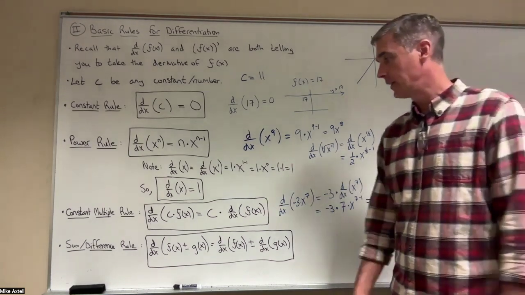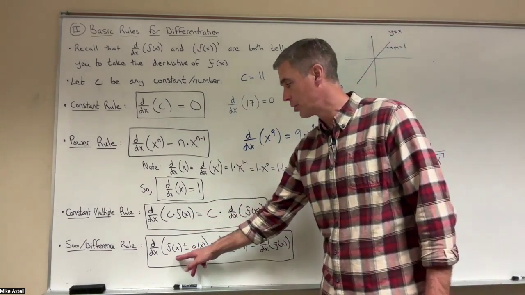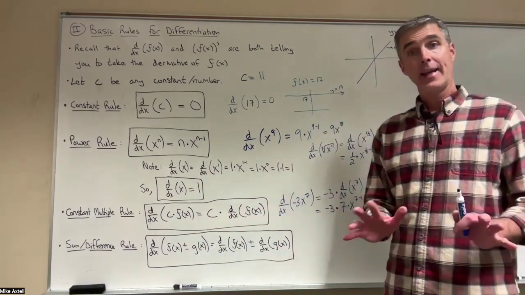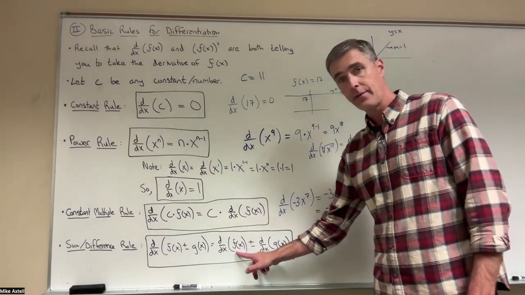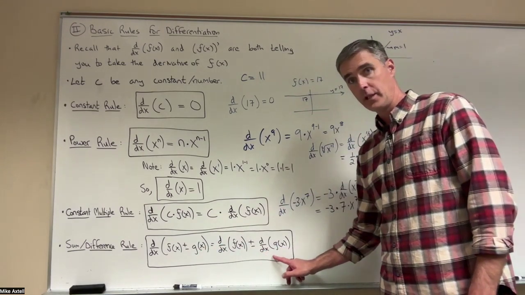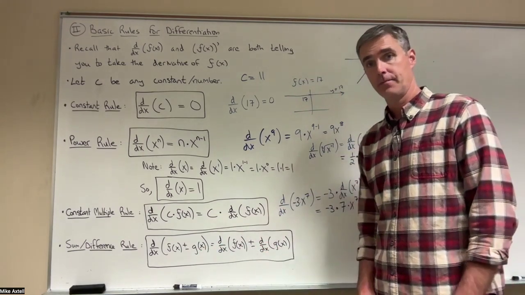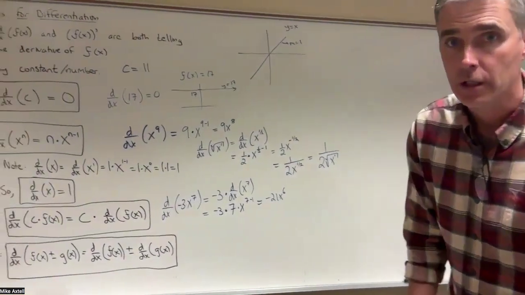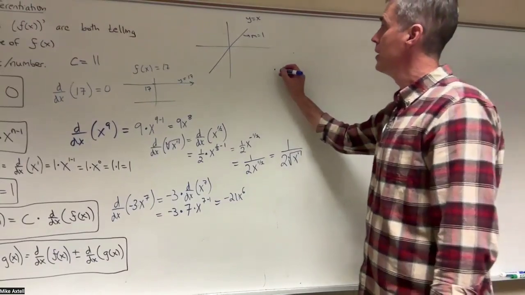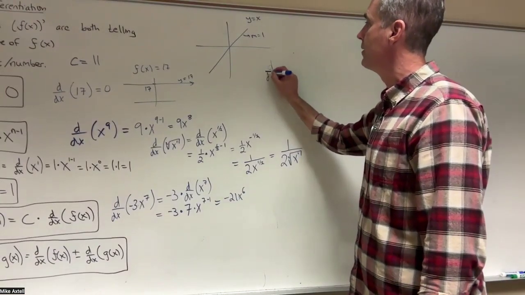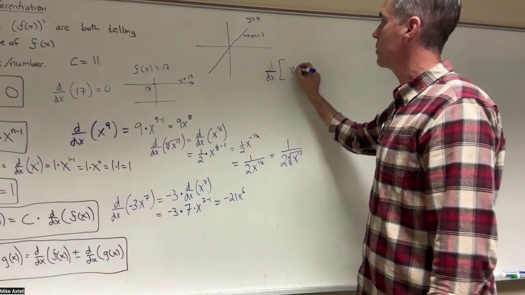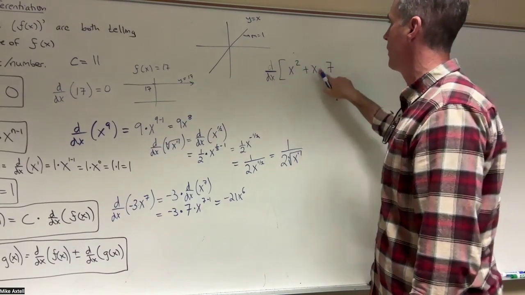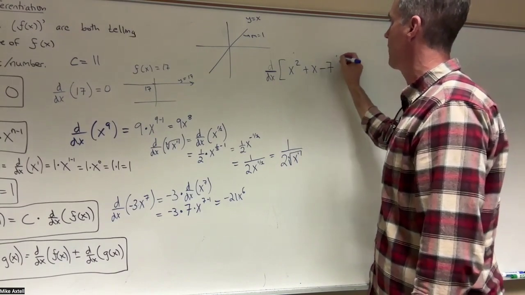All right. And then finally, if I'm taking the derivative of one function being added or subtracted to another function, f plus or minus g, I can instead just take the derivative of f, take the derivative of g, and then add or subtract the results. So I'll wheel us over a little bit to here, where there's a bit more room. Let's say I wanted the derivative of x squared plus x plus 7. Let's throw in a minus sign, just for funsies.